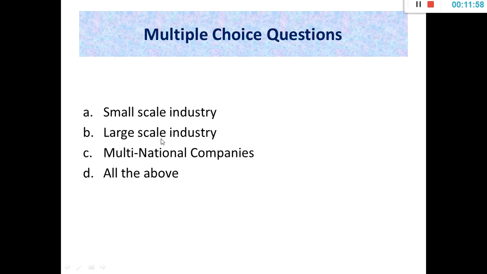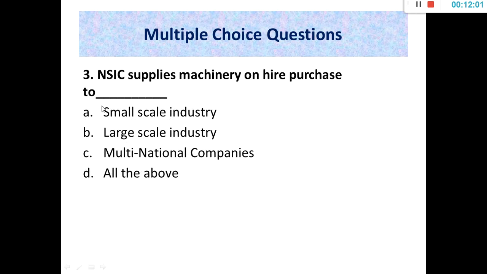And NSIC supplies machineries on hire purchase to what? First of all, what is NSIC? National Small Industries Corporation. NSIC stands for National Small Industries Corporation. It supplies the machineries on hire purchase to: small scale industries, large scale industries, multinational companies, or all of the above. The right answer is small scale industries.